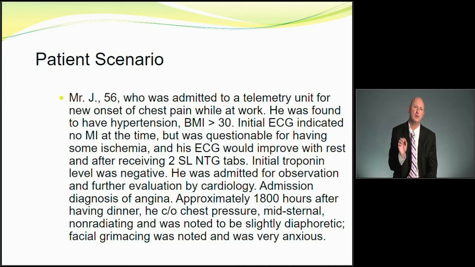His first troponin was negative. So now I'm thinking maybe we got a little angina going on, maybe a little stable angina, because with rest he improved. And with some sublingual nitros, he's improved, okay? And like I said, his first cardiac marker is negative. So approximately 1800 hours is what that should be. After having dinner, he starts having more chest pain. It's mid-sternal, it's non-radiating, he's now diaphoretic, he's got facial grimacing, he's known to be very anxious.